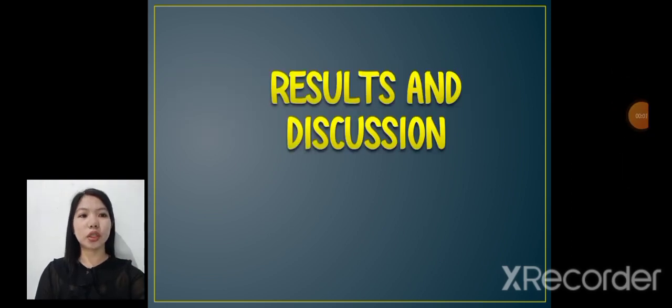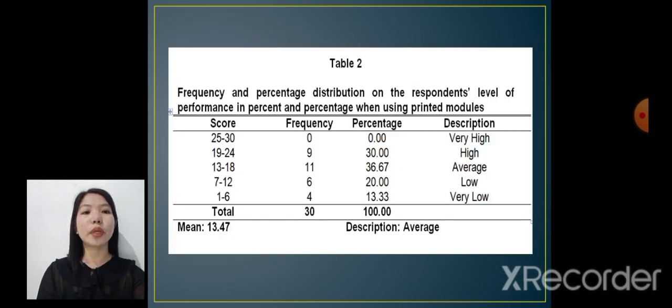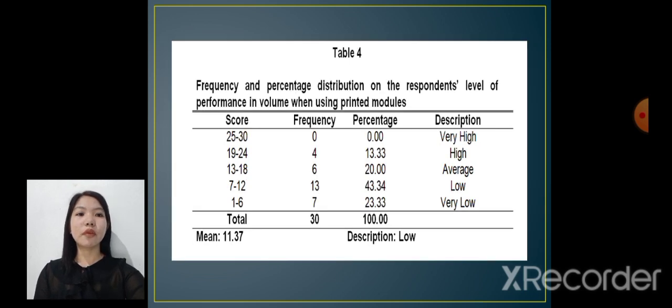Results and discussion. Level of performance of the respondents in mathematics when using printed modules. Table 1 shows the performance in measures of central tendency with a mean score of 19.40, described as high. Table 2 shows the performance in percent and percentage with a mean score of 13.47, described as average. Table 3 shows the performance in ratio and proportion with a mean score of 11.27, described as low. Table 4 shows the performance in volume with a mean score of 11.37, described as low.